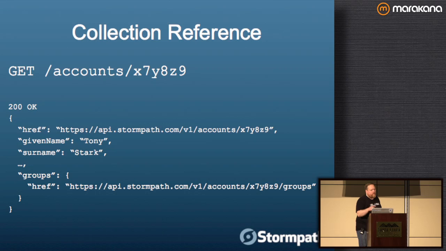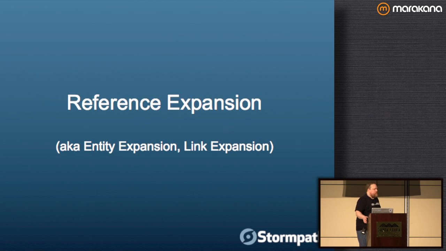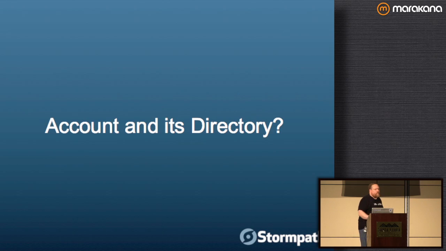So, okay, let's talk about reference expansion. This is also called entity expansion or link expansion on the public internet. All three things mean the exact same thing. So the issue here is, what if I want to get the account and its directory? I want to execute a single request, and I want both of those resources to come back because I don't want to have to execute two round-trip requests. It's inefficient, and I already know the data that I want to display. Perhaps maybe I'm writing a user interface.